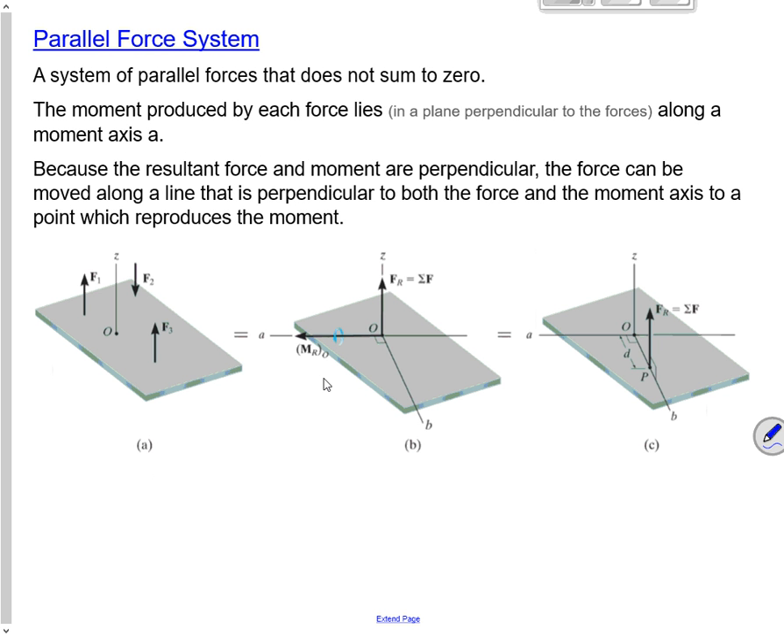If I have a parallel force system, the system of parallel forces, and it doesn't add up to zero, the moment produced by each force lies along a moment axis A. Because the resultant force and moment are perpendicular, the force can be moved along a line that's perpendicular to both the force and the moment axis to a point which reproduces the moment. So again, I can move it over to some specific point and get that rotation.